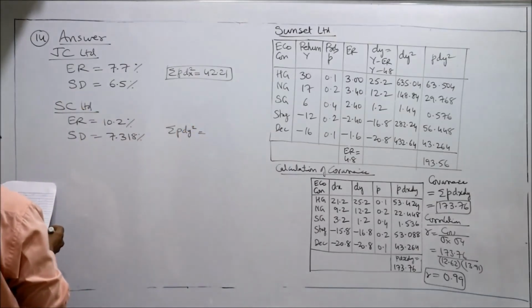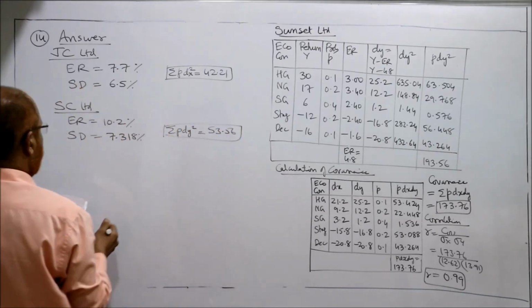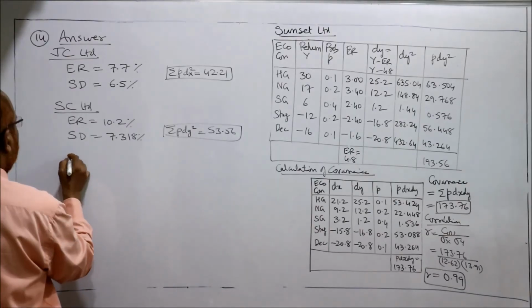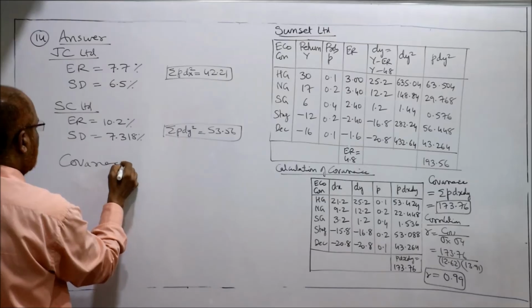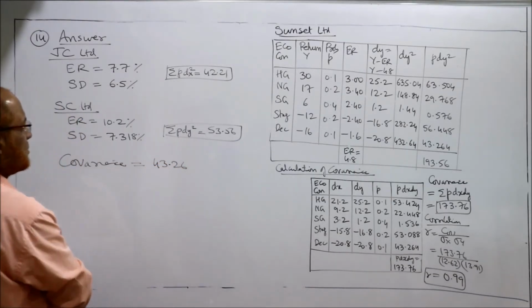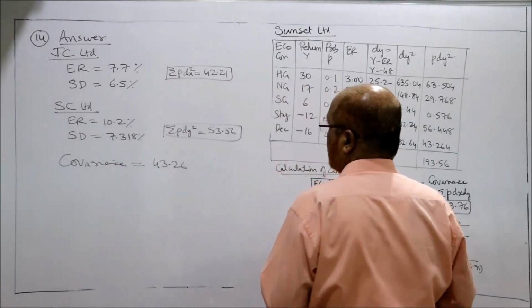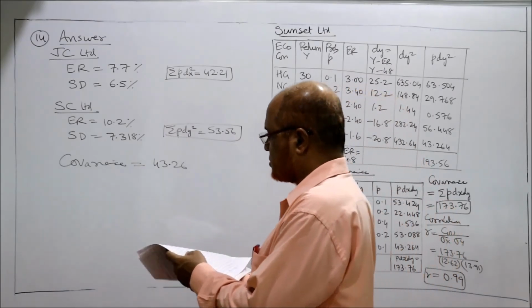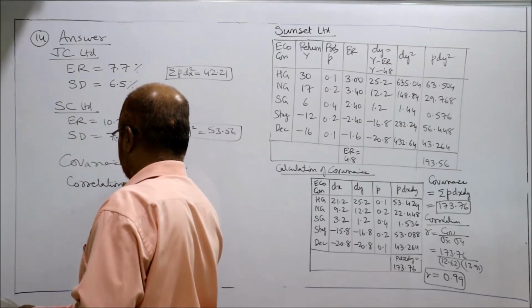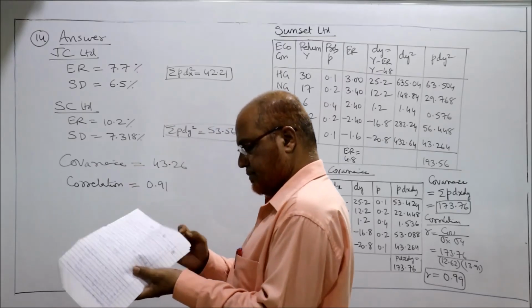PD square 53.56. Then we have covariance. Covariance is equal to 43.26. You can copy down this solution answer. You will get this answer. Covariance 43.26. Correlation .91. That's it.